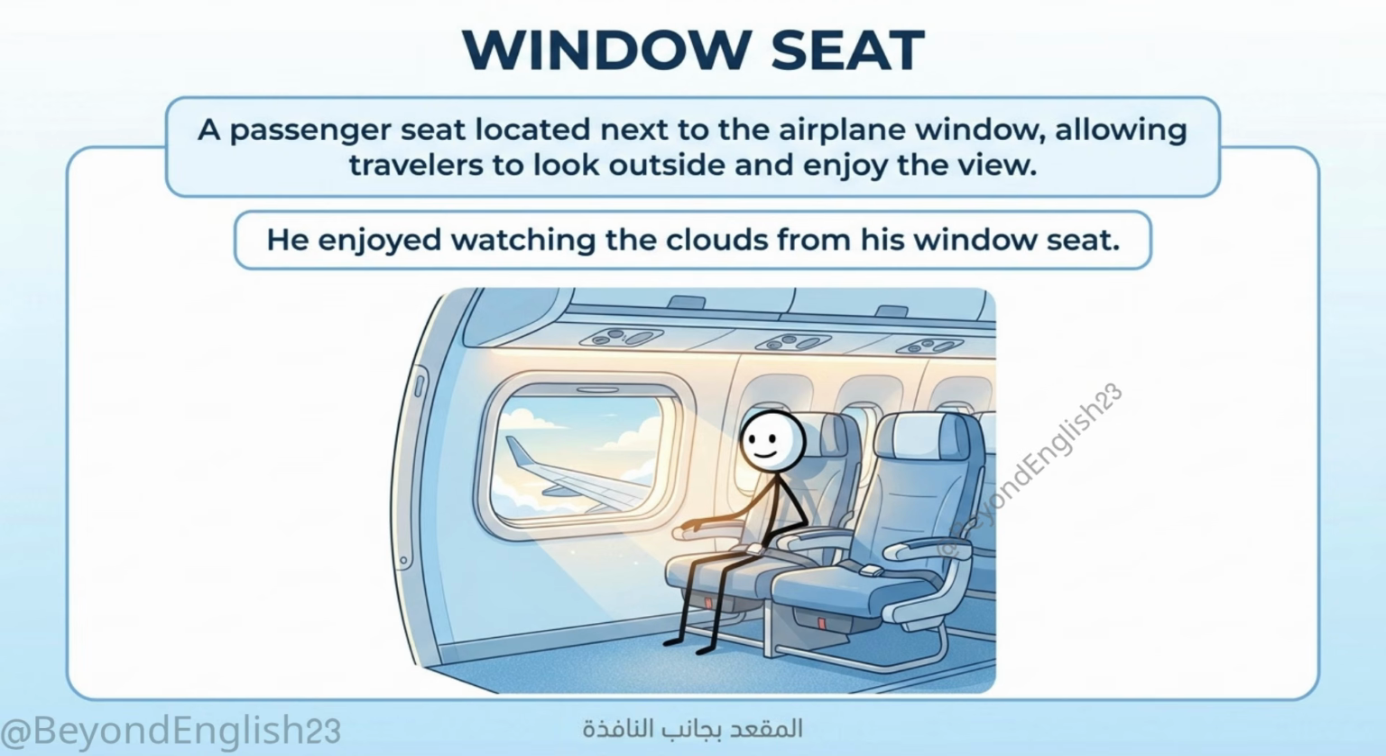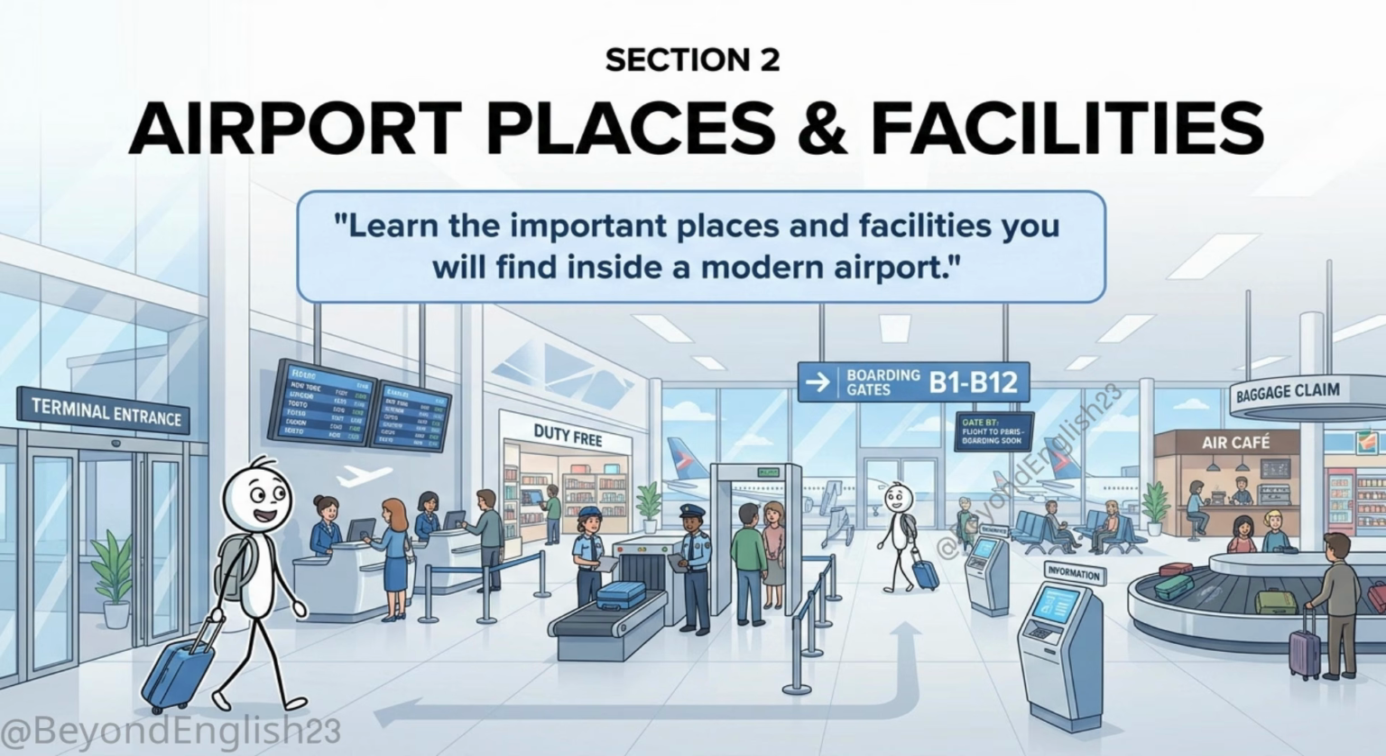17. Window seat. A window seat is a seat next to the airplane window. Many passengers choose it because they can enjoy the view and look outside during the flight. Example: she chose a window seat to watch the clouds during the journey. Section 2.